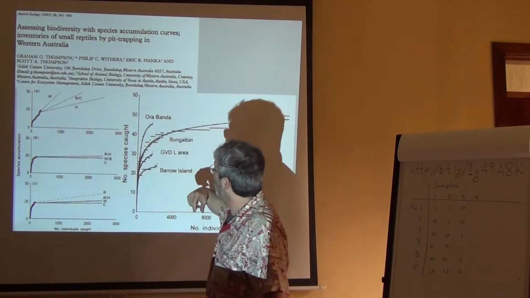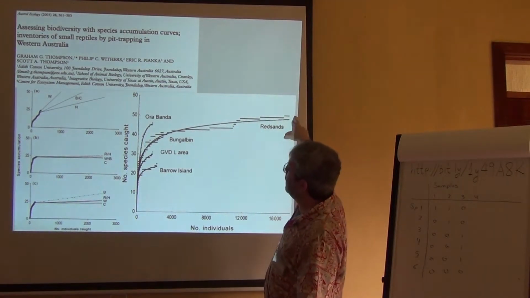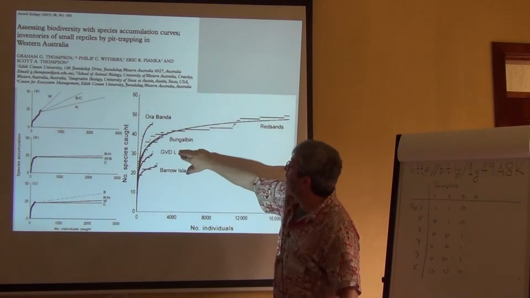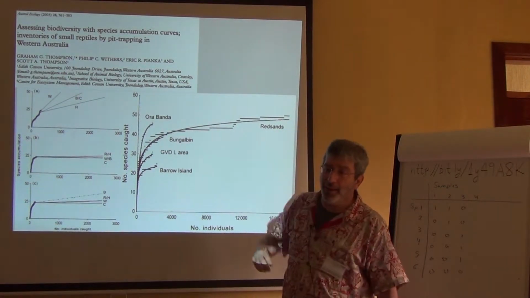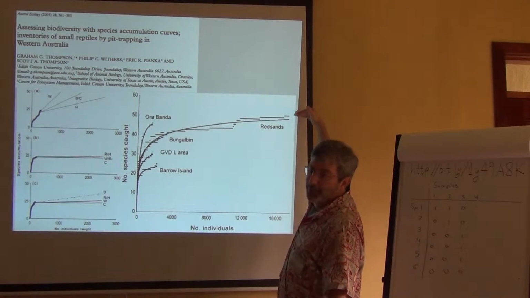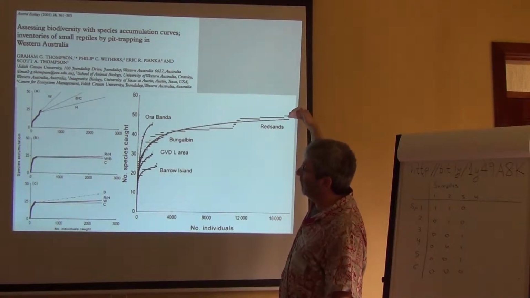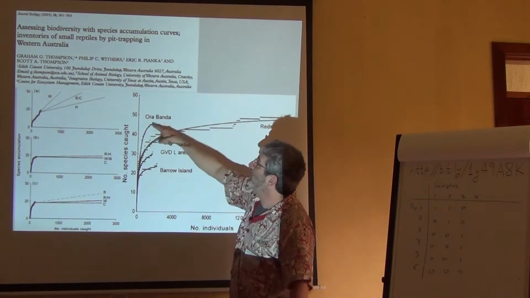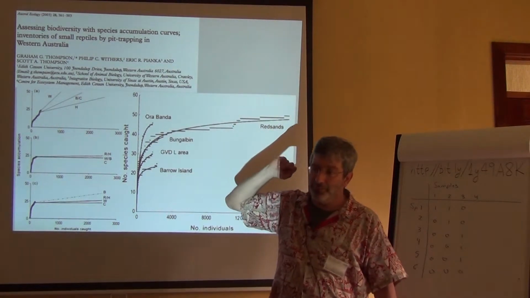Actually, no, those don't look to be leveling off. You can see here's one that is, after a lot of sampling, starting to level off. And you're probably not going to get much above this number as far as a final species number. In this case, who knows? Could keep going, could level off. Okay?